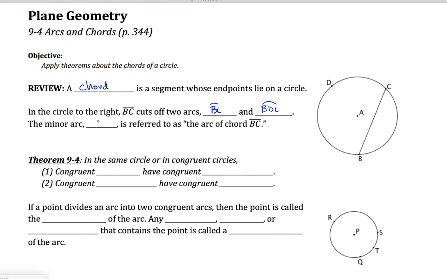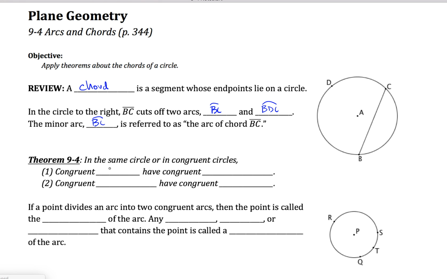Now the minor arc BC, remember minor arcs are less than half of a circle, would be referred to as the arc of chord BC. So chord BC and arc BC go together in a way. Chord BC created minor arc BC. You'll need to remember that because the next few theorems will all be using this idea of a chord creating a minor arc in a circle.